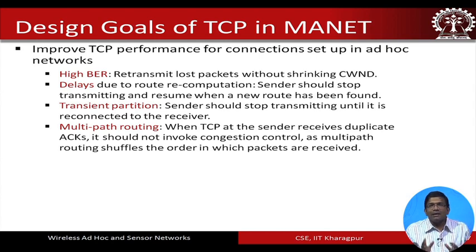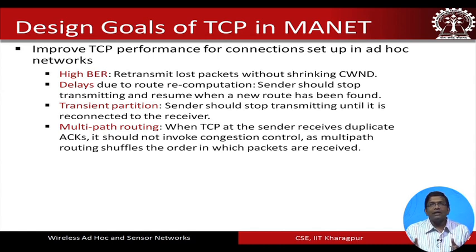So, the whole idea behind each of these performance goals, or the corrective measures, is that TCP should not be allowed to invoke congestion control for mere reasons which may not be associated with congestion at all. Maybe the problem is due to the high bit error rate, maybe there are packet drops because of which the TCP sender thinks that there is congestion going on.